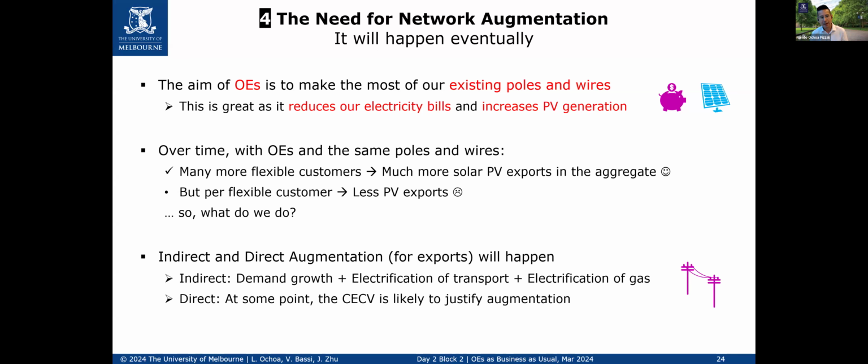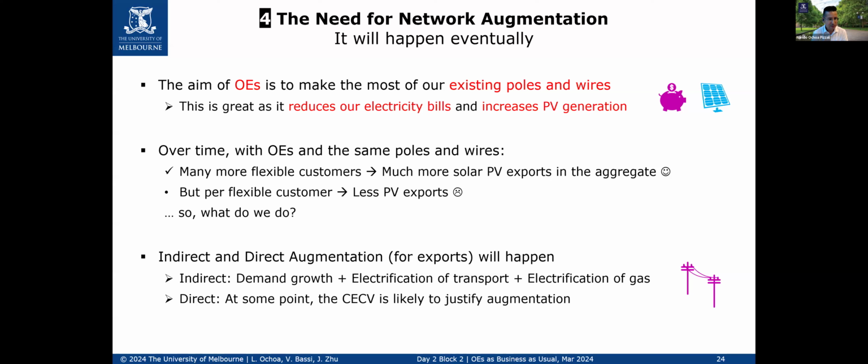What is going to happen is what I call indirect and direct augmentation that will naturally affect exports. What is indirect? We cannot forget we still need to put in more poles and wires because population grows and demand grows. We are having the electrification of transport, which is electric vehicles. We're having the electrification of gas. That's not happening everywhere in the world, sure, but it is happening in some parts. So we're moving from gas to electricity. That means more demand. So indirectly, in terms of exports, the poles and wires are going to increase, and that will facilitate exports as well.